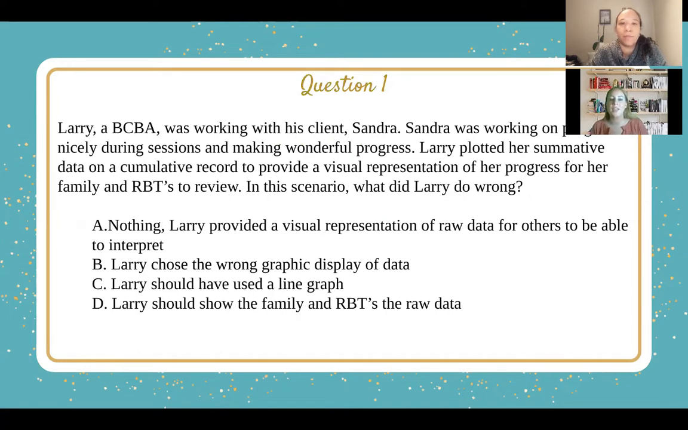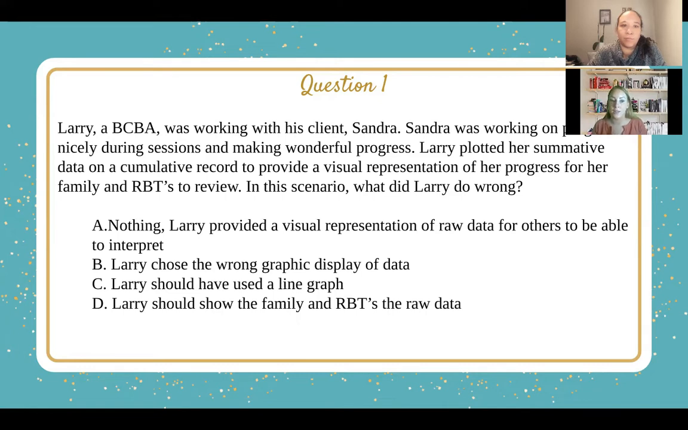All right, guys, so it says here in the scenario, what did Larry do wrong? Well, our buzzword here is summative data. He put summative data on a cumulative record, so he chose the wrong graphic display of data. As we know, cumulative would not represent summative data, a bar graph would. So if it's summative, or if you're trying to show comparisons, then you can use a bar graph, not a cumulative record. So A would be incorrect, as we're saying he did nothing wrong.